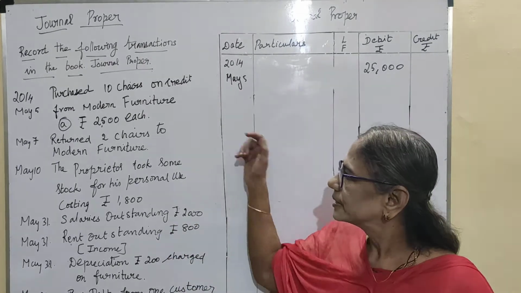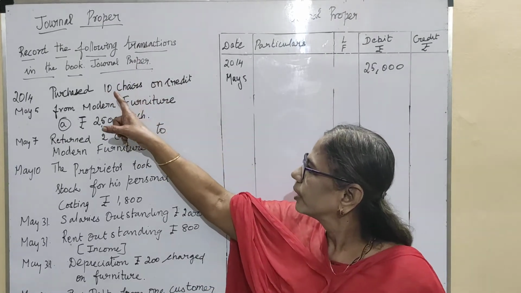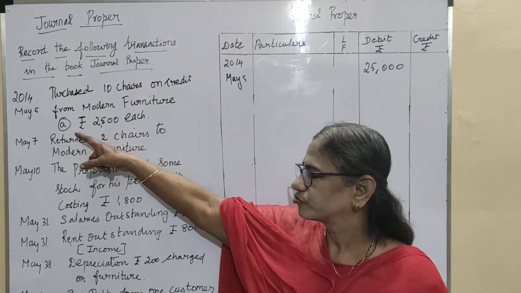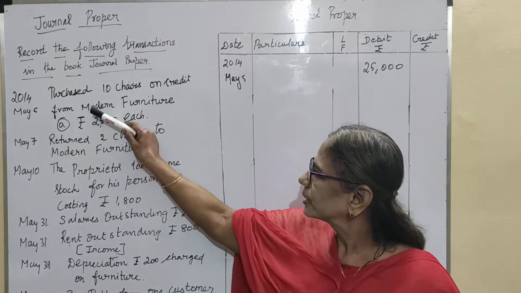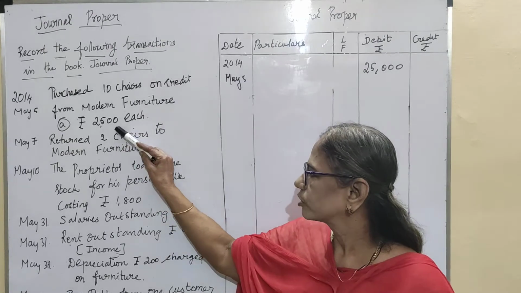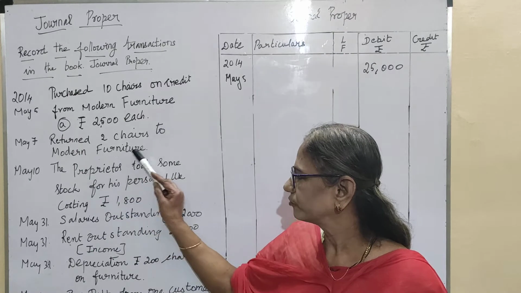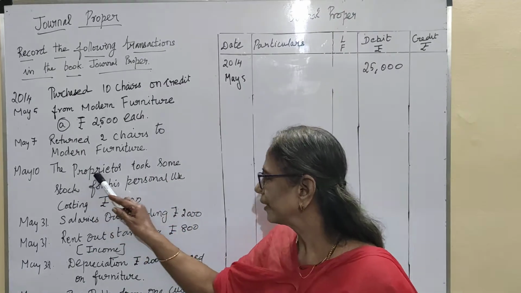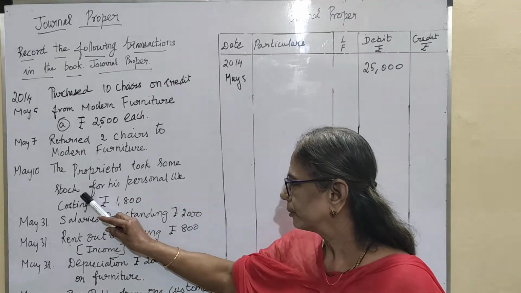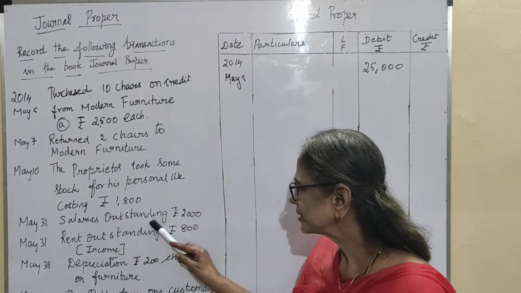Now let us see the sum. First, record the following transactions in the journal proper. 2014 May 5th: purchased 10 chairs on credit from Modern Furniture at rupees 2,500 each. Returned 2 chairs to Modern Furniture, and the proprietor took some stock for his personal use. It's a drawing account. And salaries outstanding.